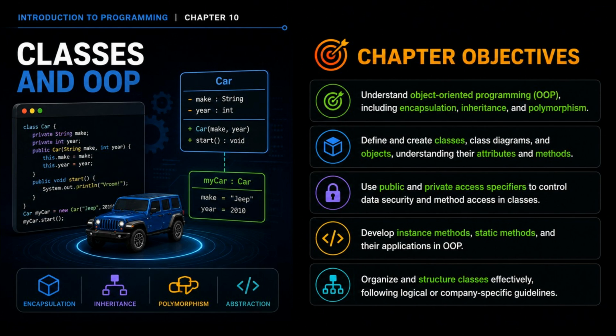Welcome to Chapter 10, Classes and OOP. By the end of this chapter, you'll understand object-oriented programming, including encapsulation, inheritance, and polymorphism. Define and create classes and objects with their attributes and methods.